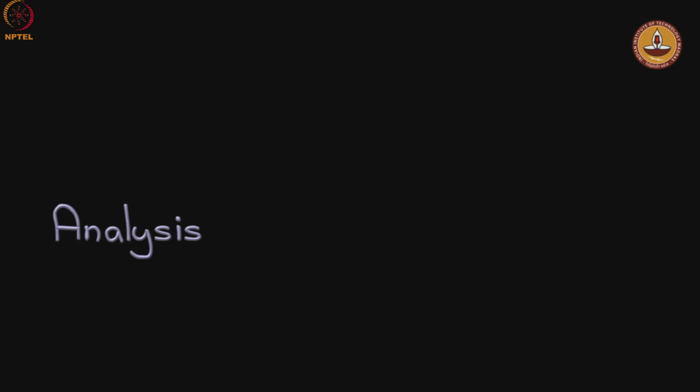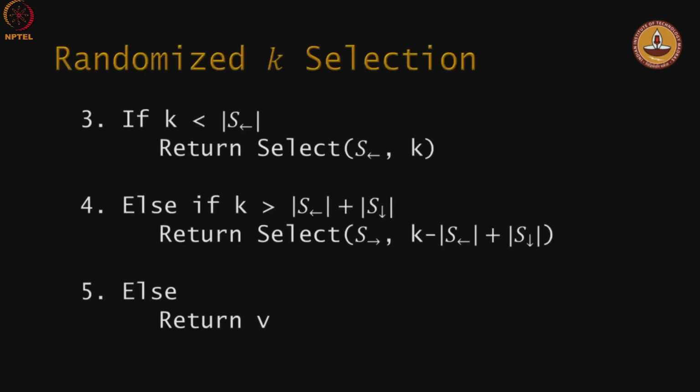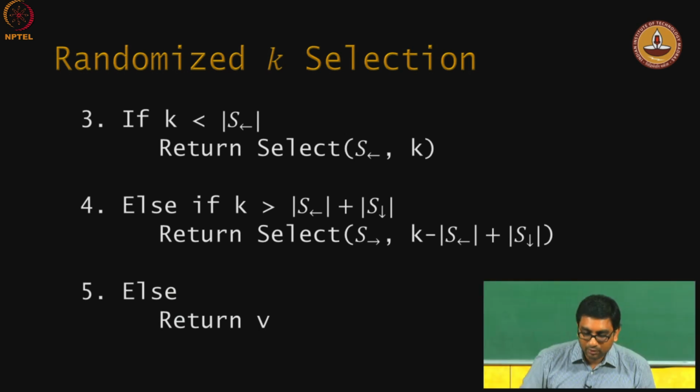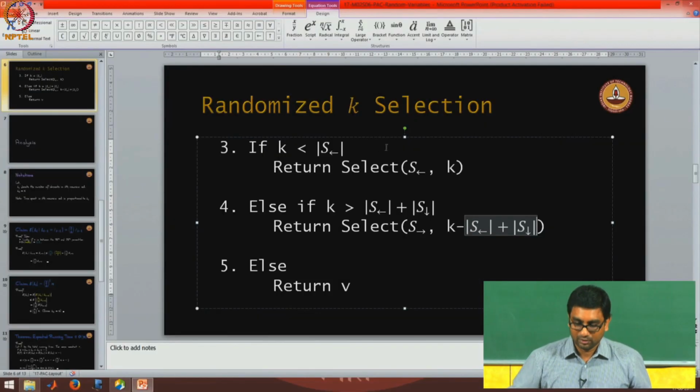So, any questions? Oh, where? Step 3, should we select S left array K minus... No, this step 4? In step 4, the cardinalities should be subtracted. It should be K minus S left minus S. Okay. Yeah. Sorry. Yeah. Thank you.